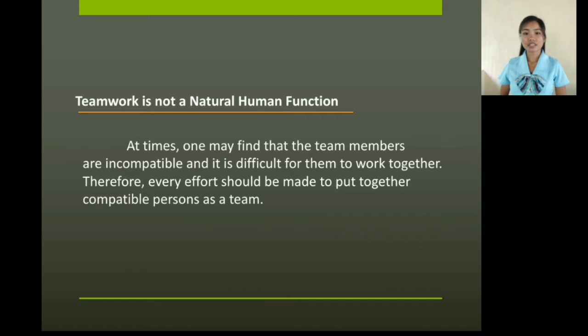Teamwork is not a natural human function. At times, one may find the team members are incompatible and it is difficult for them to work together. Therefore, every effort should be made to put together compatible persons as a team.